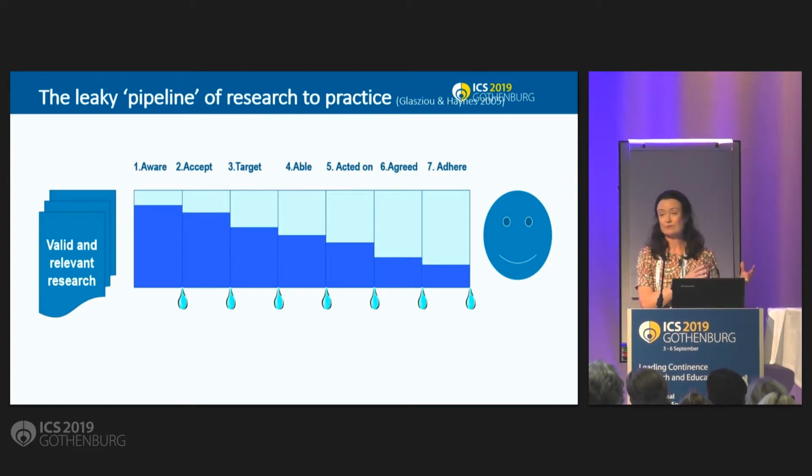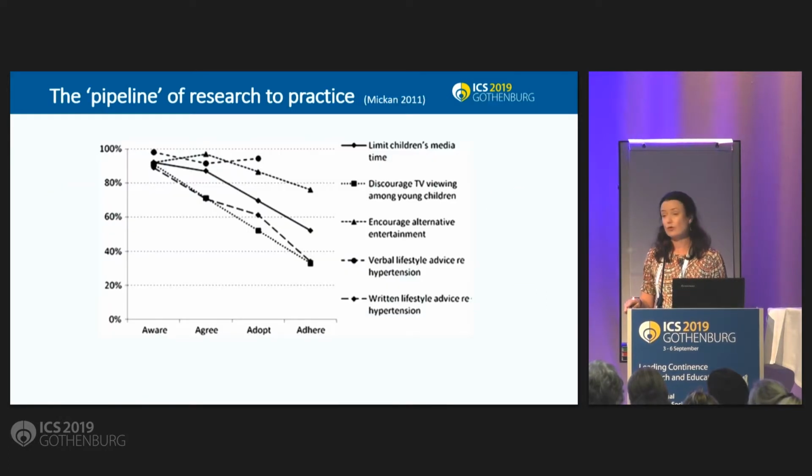So we start with valid level 1 evidence that pelvic floor muscle training should be implemented. Most people are aware of that. Most people accept that that's a good thing to do. But by the time we get down to people actually doing it in a sustainable way to make a difference to women's health, we've dropped down to 25 to 35%. And that's common across all sorts of guidelines, across all sorts of healthcare.